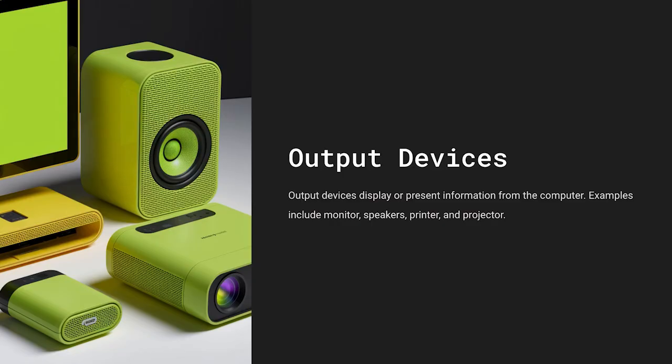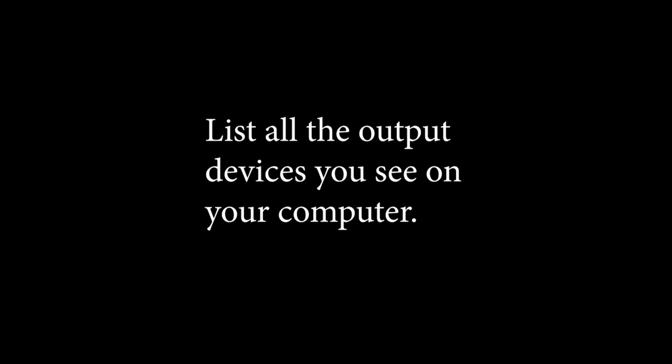Now we're going to do the same exercise thinking about output devices. Output devices are what displays the information or presents the information. So that includes our monitors, our speakers, our printers, our projectors. Take a moment and write down the output devices that you see connected to your computer right now.